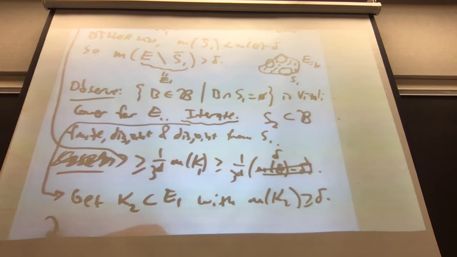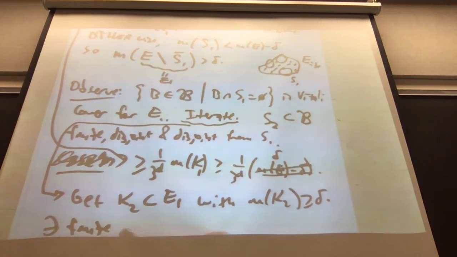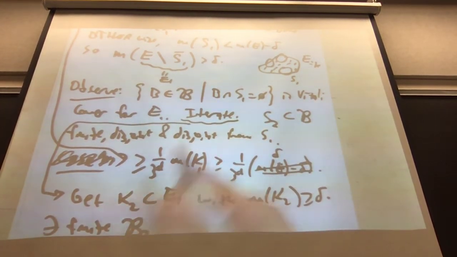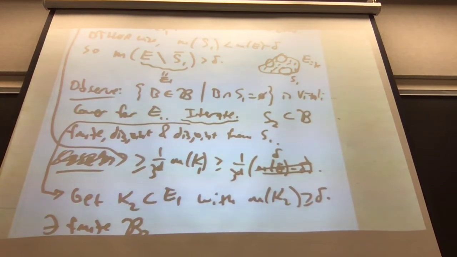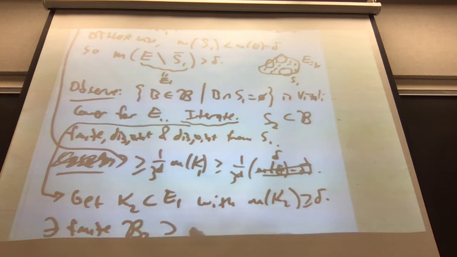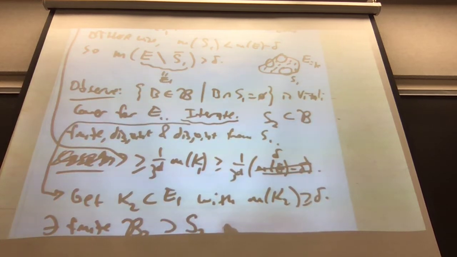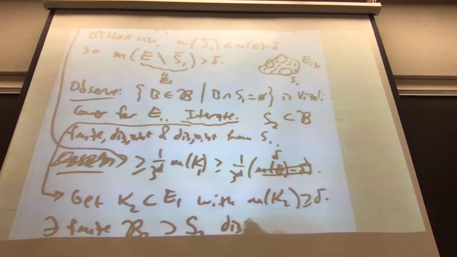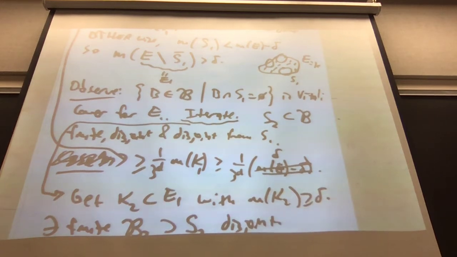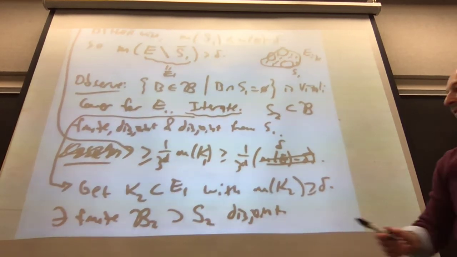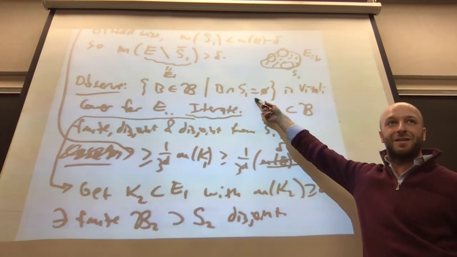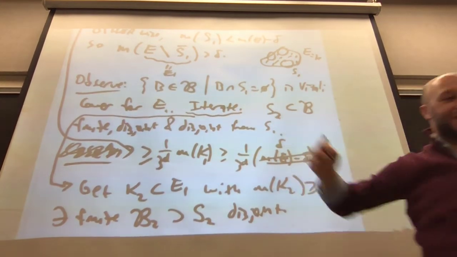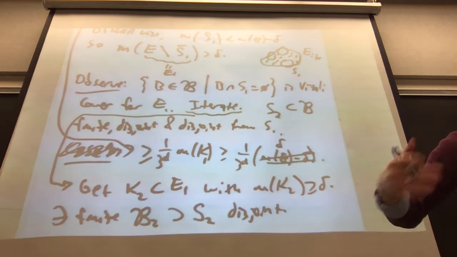So there exists a finite B2 in this Vitali subcover, and that contains a finite S2, which is disjoint. And all the balls in S2 are disjoint from the balls that we had in the first iteration by the construction of this Vitali subset. So we just iterate this.